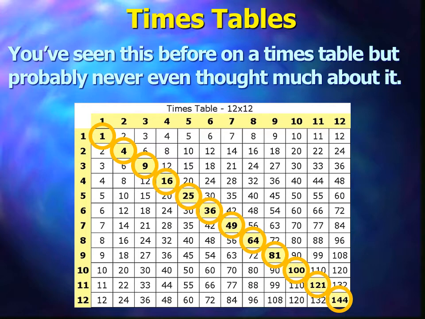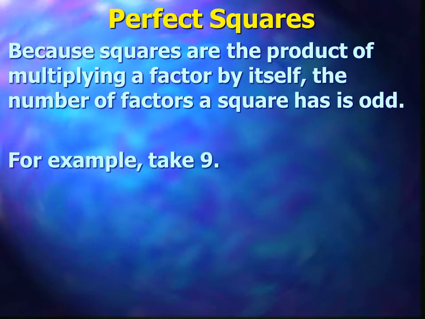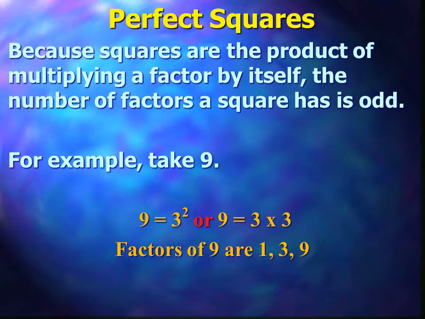And here's how to explain that. Because squares are the product of multiplying a factor by itself, the number of factors a square has is odd. For example, let's take 9. 9 equals 3 squared, or 9 equals 3 times 3. So therefore, the factors of 9 are 1, 3, and 9. Even though there are 2 3's there, we only count one of them, because 3 is the factor.